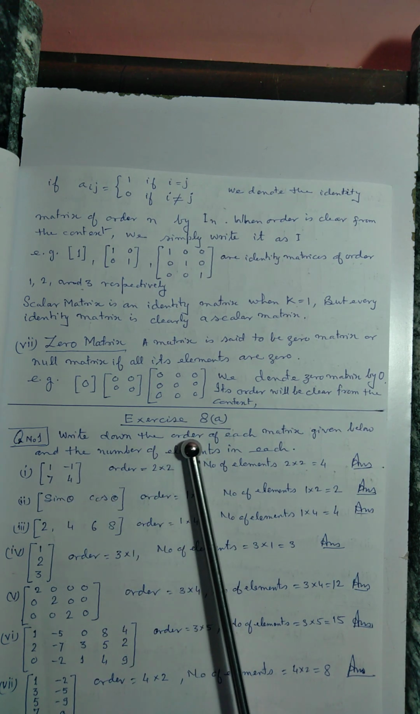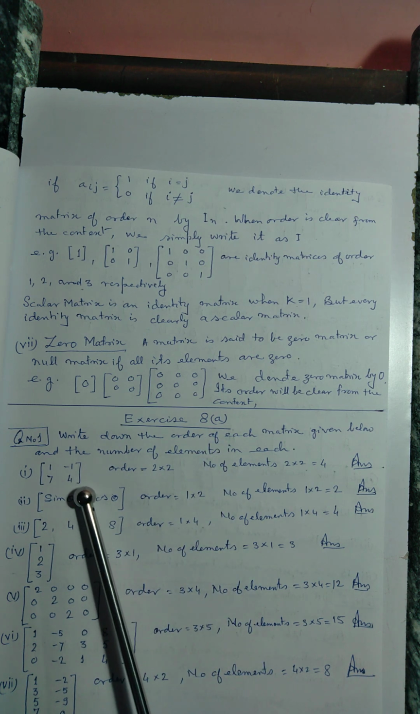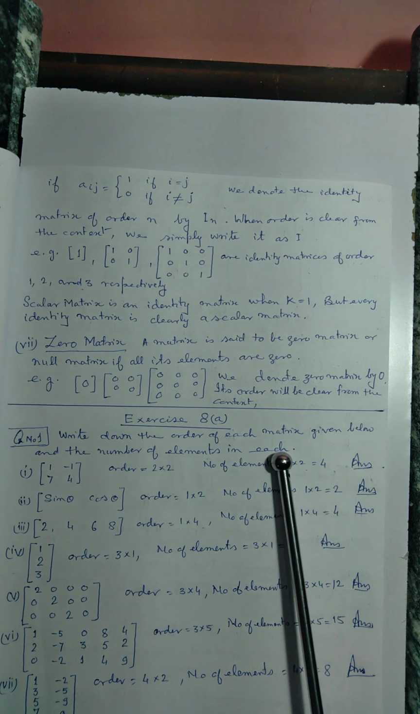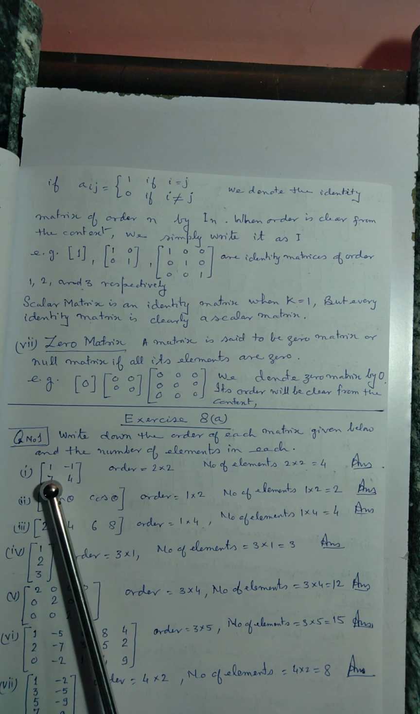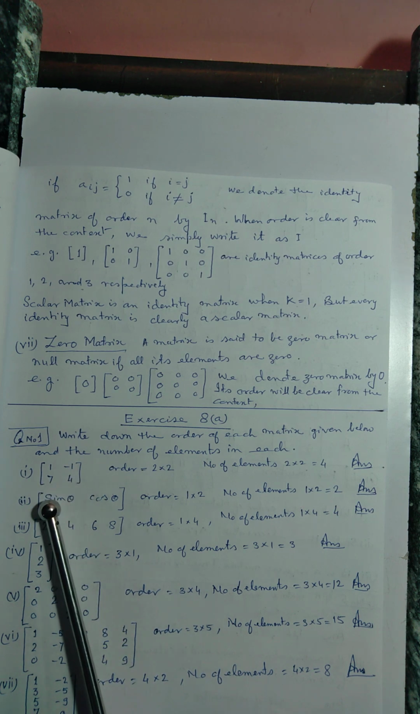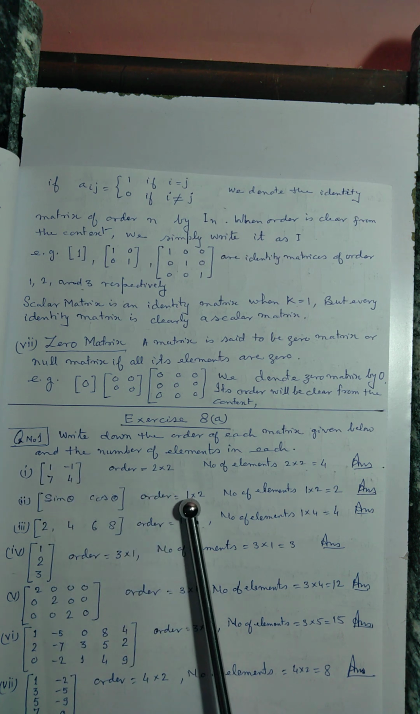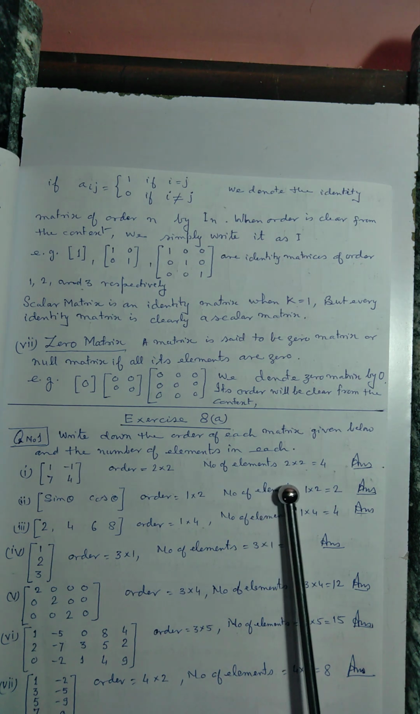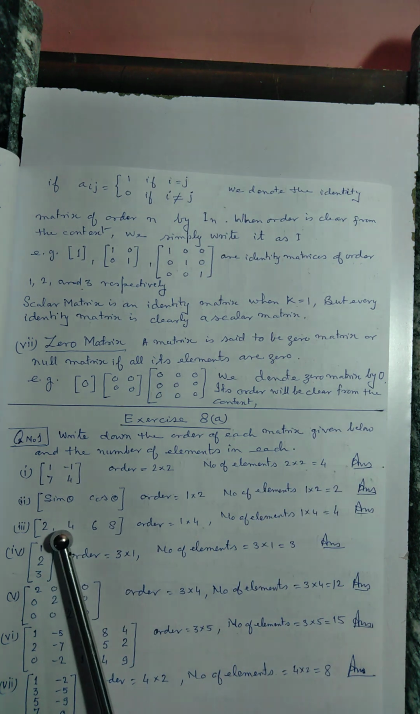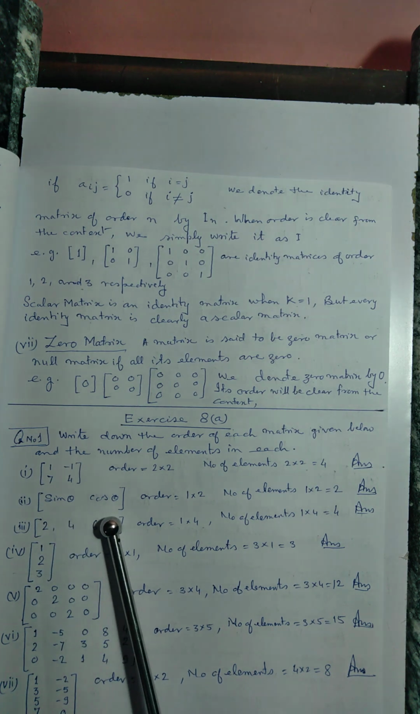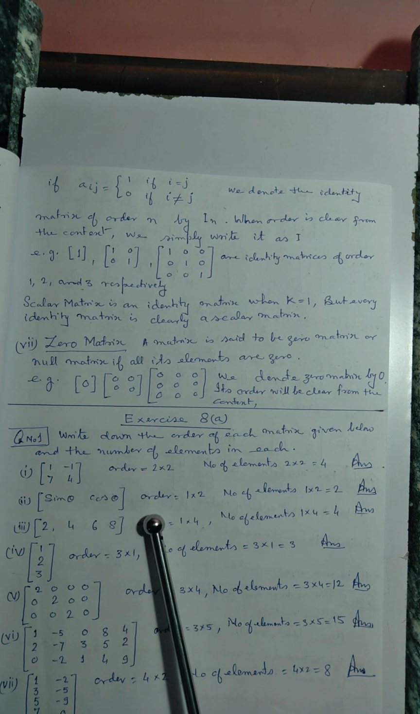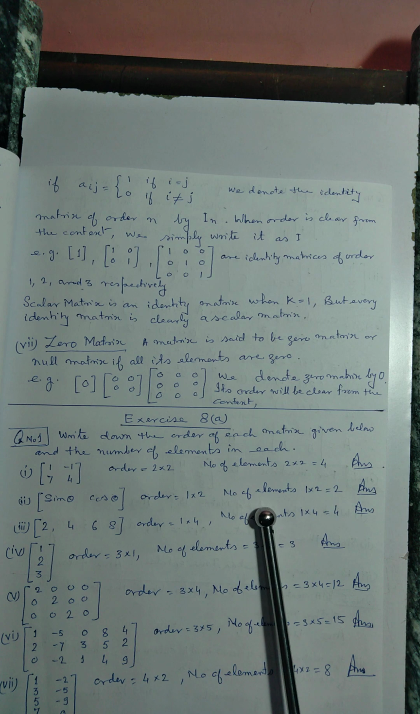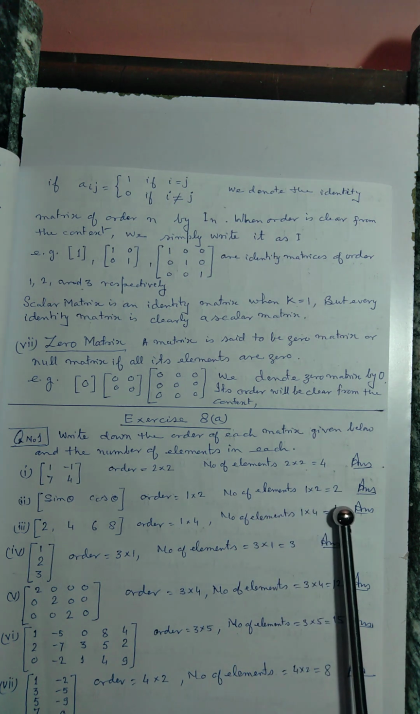Now proceed to exercise 8a. Question number 1. Write down the order of each matrix given below and the number of elements in each. You see, it is written here 1, -1, 7, 4. Now you see 2 rows and 2 columns are there. So the order is 2 into 2. The number of elements will be 2 into 2, that is 4. So this will be the answer. Second part, sin theta, cos theta. It is only one row, but the columns are 2. So the order is 1 into 2. The number of elements will be 1 into 2, that is 2.